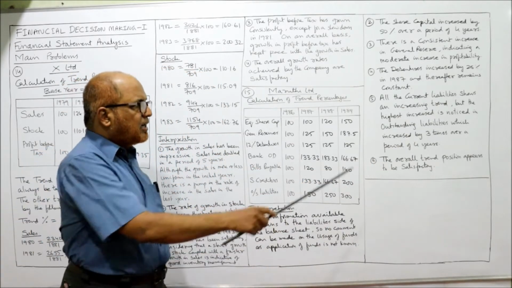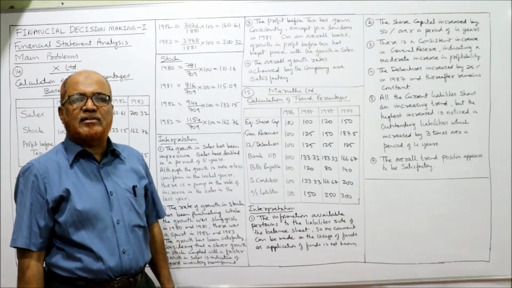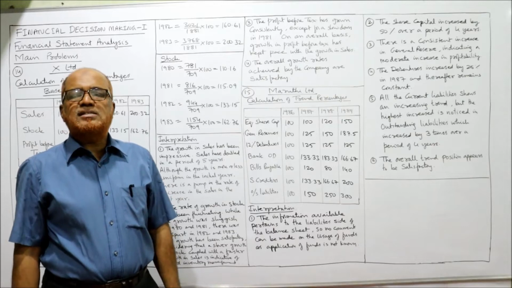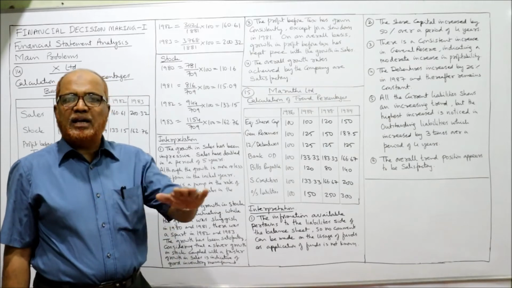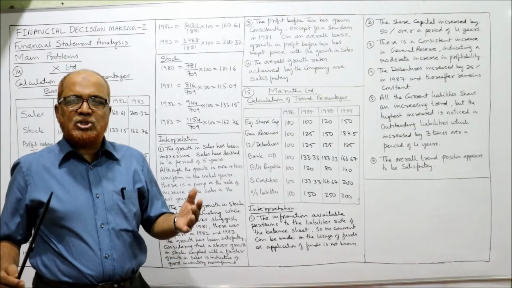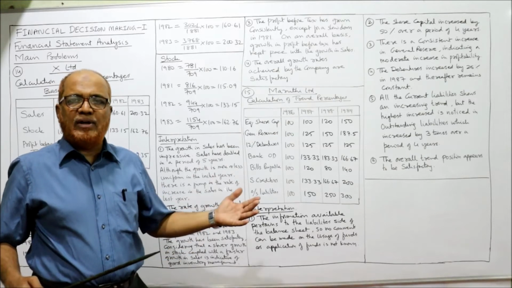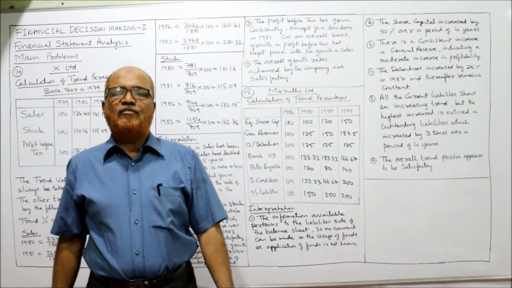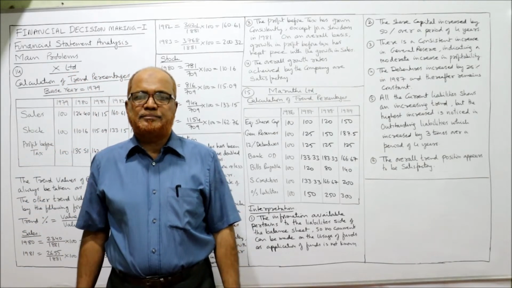The overall trend position appears to be satisfactory. From these trend values, we can say that all the values are increasing consistently. So there is a constant growth rate in all the variables over a period of 4 years. That's all. This is the end of problem number 15.